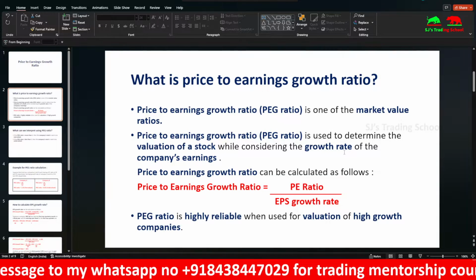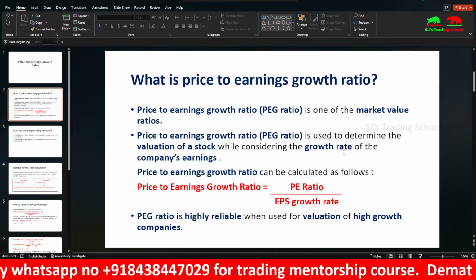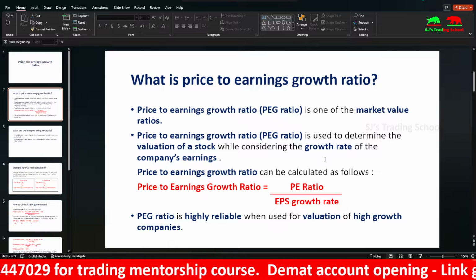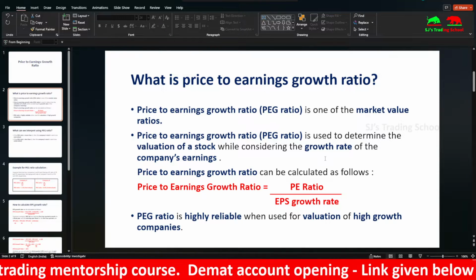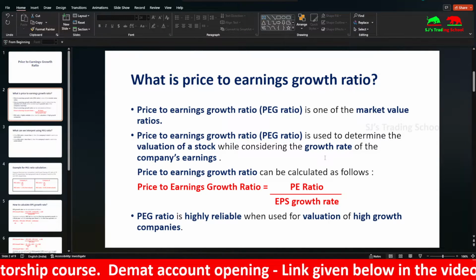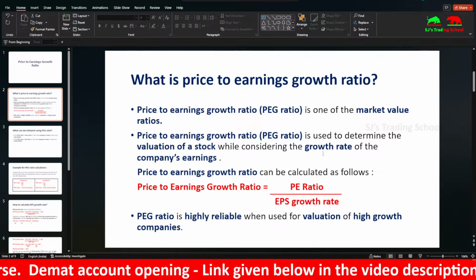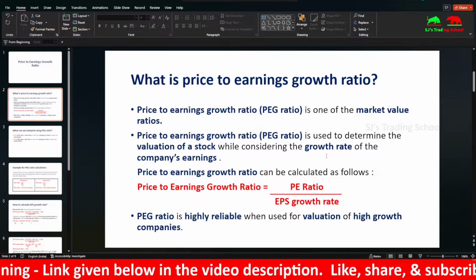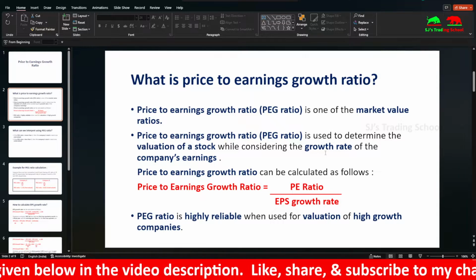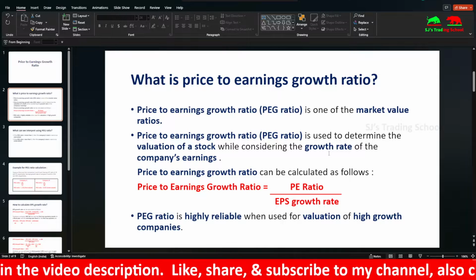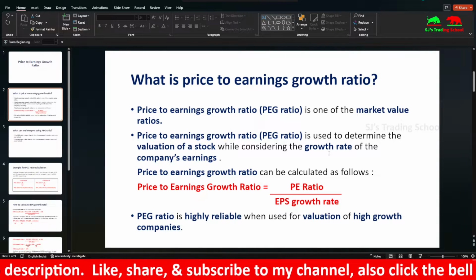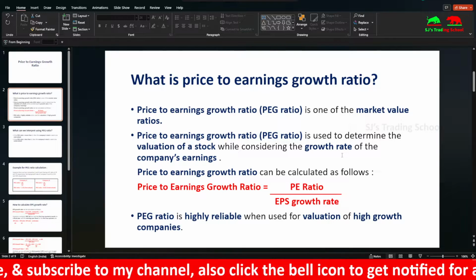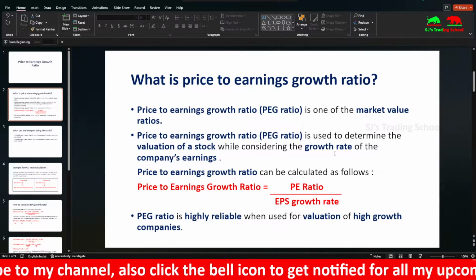The PEG ratio is highly reliable when used for valuing high growth companies. A high growth company means a company which is currently growing at a faster pace, which doesn't give dividends, and reinvests all the profit into the business for greater expansion of the company. These companies are considered growth companies, and this ratio should not be used for a company which has already attained the maturity stage. This ratio should not be used for companies such as that. It is only used for high growth companies.